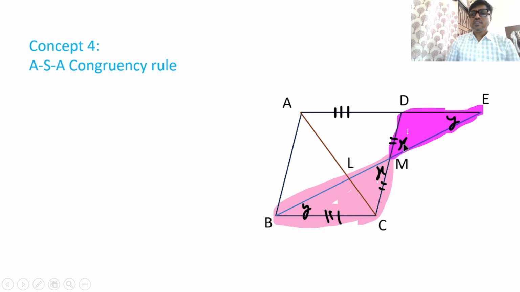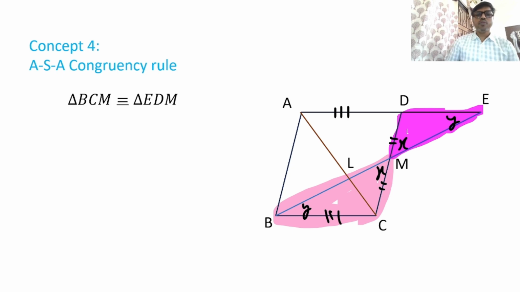You see that this one set of angles, X and X, are equal, and then another set of angles, Y and Y. So two sets of angles are equal, and then there is one set of sides. You see CM equals MD. So there is one set of sides equal and two sets of angles equal. According to angle-side-angle congruency, these two triangles have to be congruent. Triangle BCM is equivalent to triangle EDM.